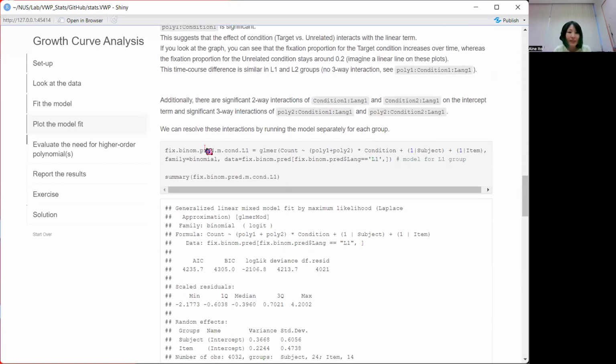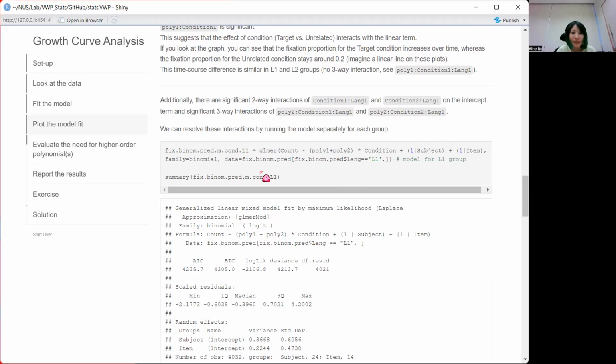Okay. Additionally, there are significant two-way interactions of condition 1 by poly 1 and condition 2 by poly 1, and three-way interactions of poly 2 by condition 1 by language group and poly 2 by condition 2 by language group. So poly 2 here is a quadratic term. So there was a three-way interaction of the quadratic term, the condition, target versus unrelated, by language. And that was also the case for the three-way interaction of the quadratic term by English competitor versus unrelated condition by language group. We can try and resolve these interactions by running the model separately for each group.